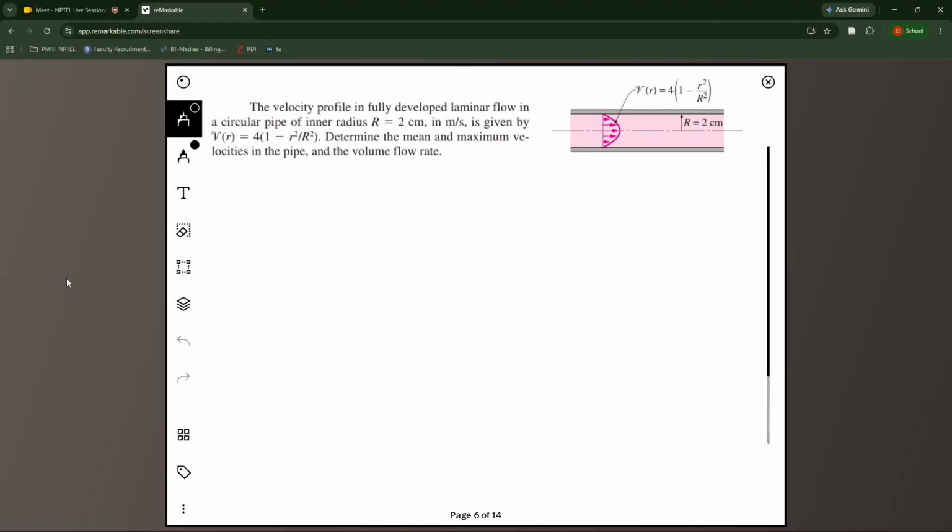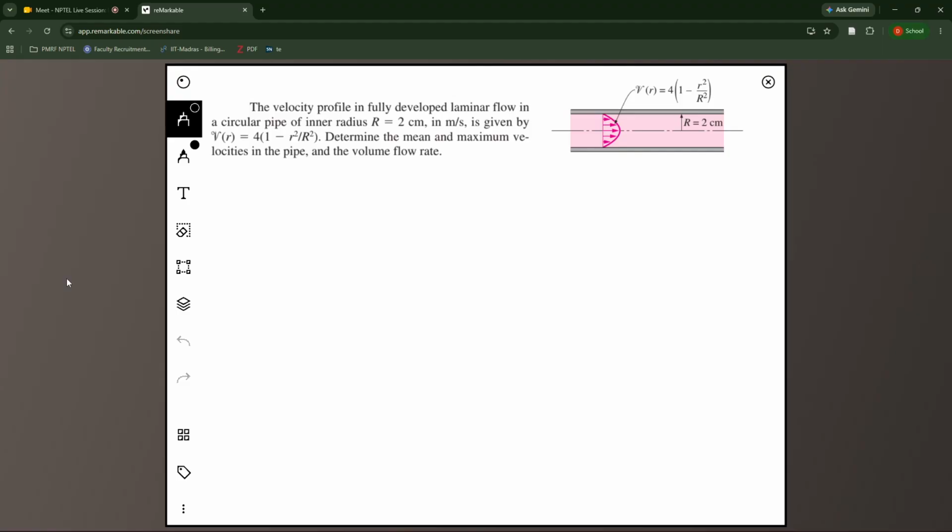So first we'll start with a basic problem where, unlike a plane Poiseuille flow, let's take a flow inside a circular pipe. The inner radius is given as 2 centimeters, and the velocity is given by this equation. So you have to find the mean and maximum velocities inside the pipe and the volume flow rate. This is quite a simple problem. So maybe you can take a couple of minutes and then we'll discuss. You can quickly solve this if you want.